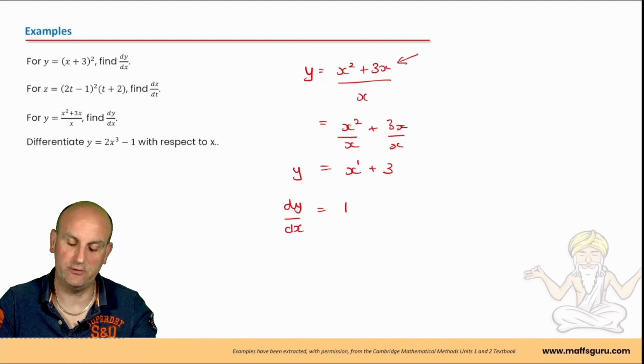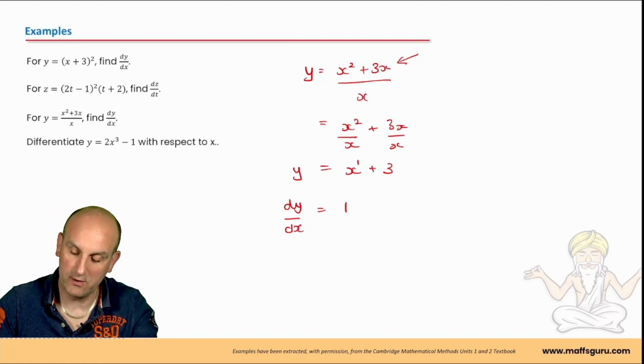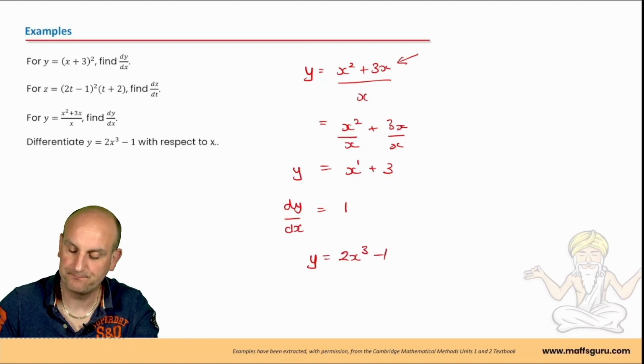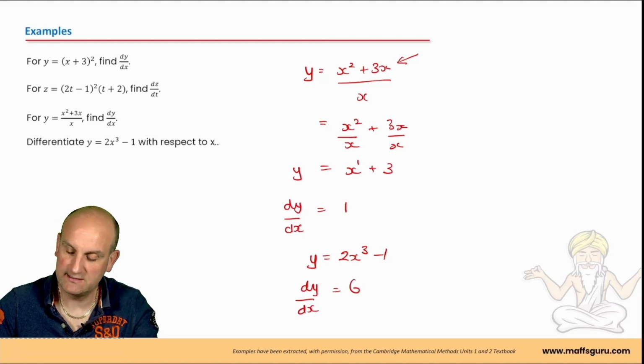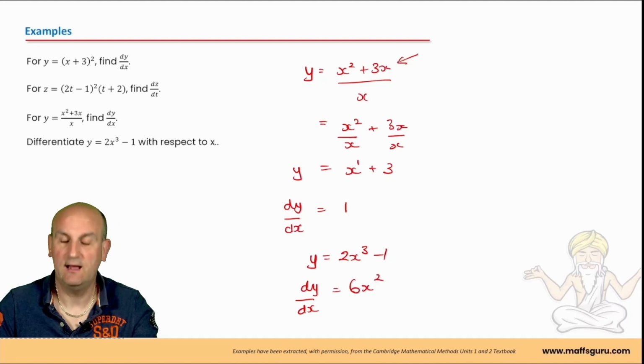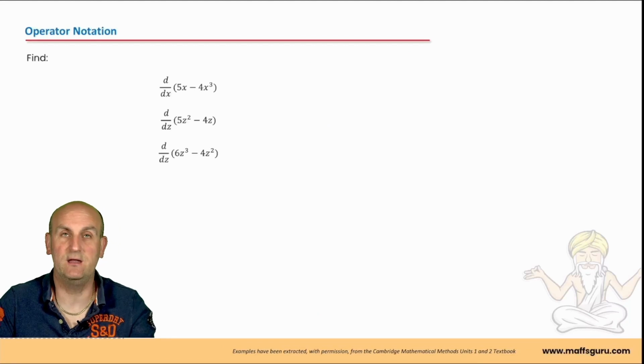Differentiate y equals 2x cubed minus 1 with respect to x. Again, it's just the same stuff over and over again. So we've got y is equal to 2x cubed minus 1. So when you differentiate with respect to x, it's just saying differentiate the x bits. 2 times 3 is 6x squared, and the number is gone. So there we go. There's a number of different examples utilizing a number of tricks.